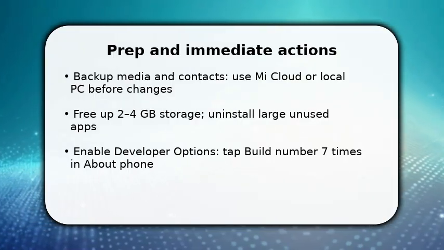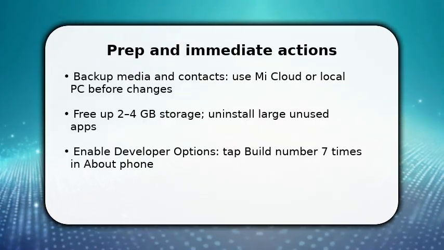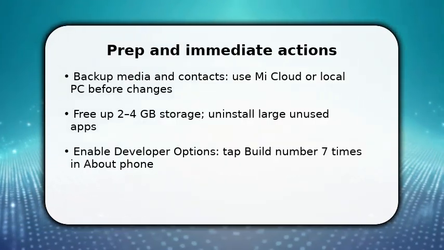Next, enable developer options by tapping build number 7 times in About Phone. This gives you controls you will use in the next steps.